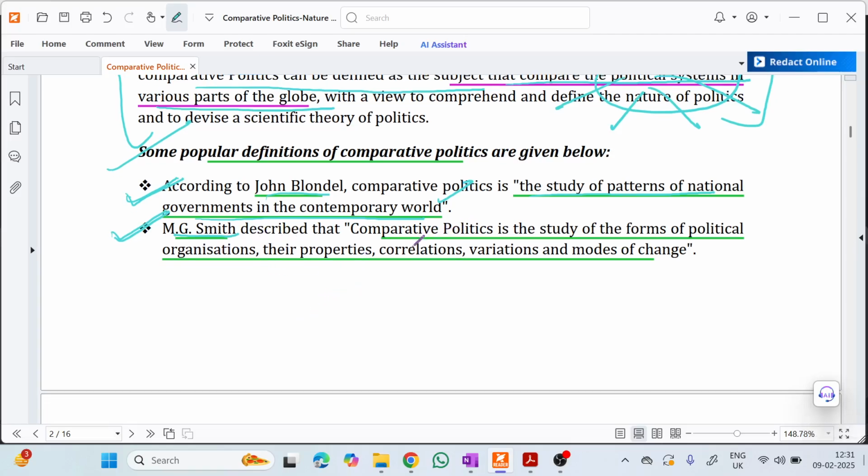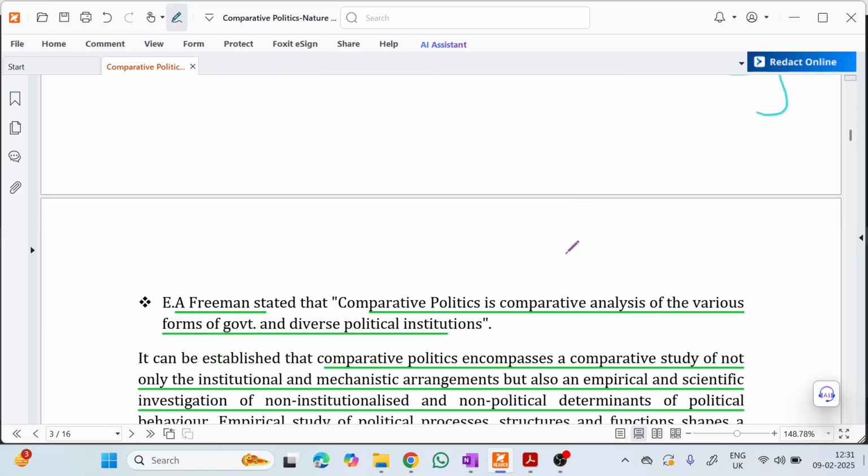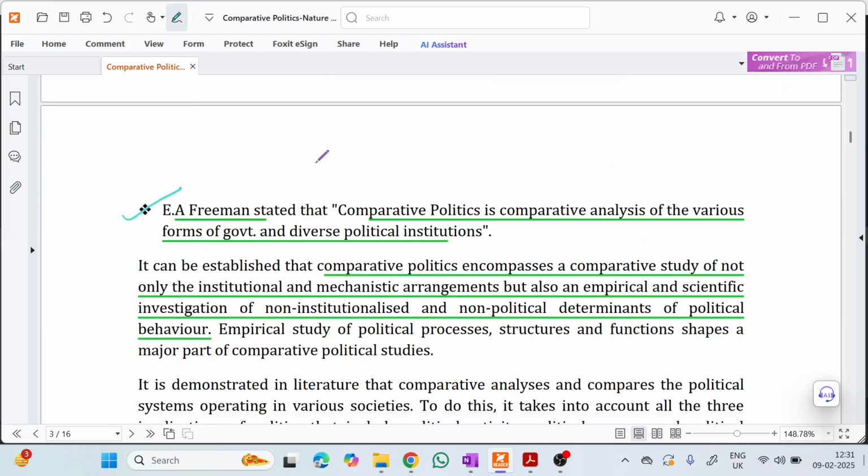M.G. Smith described that comparative politics is the study of forms of political organizations, their properties, correlations, variations, and modes of change. And all these definitions say the same thing, but the portrayal is different. It's like different artists working on the same sketch. So they will have some differences, or you can say some diversity, from the works of others.